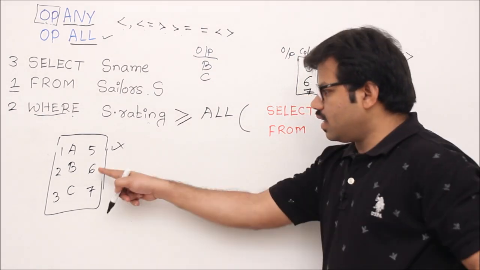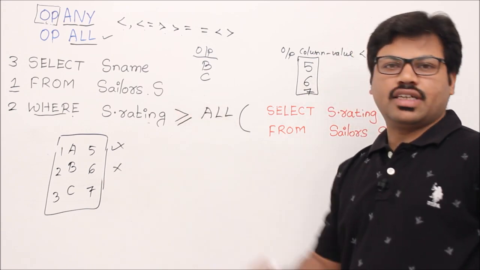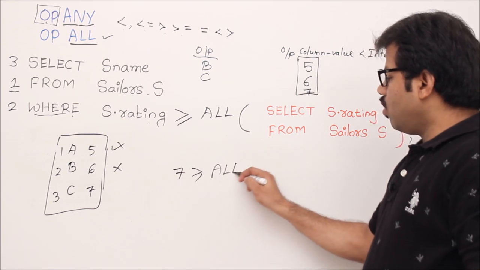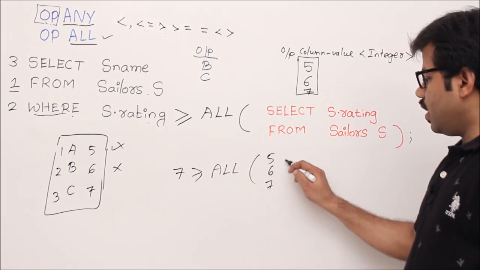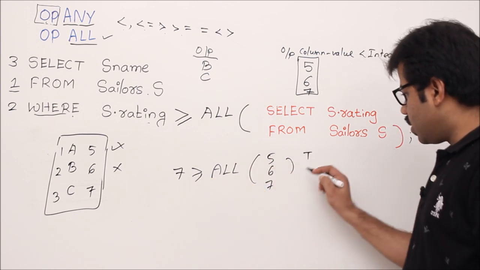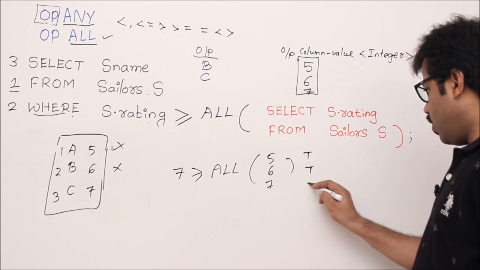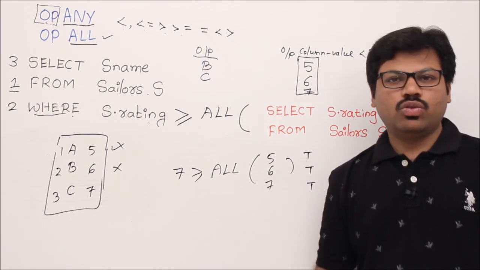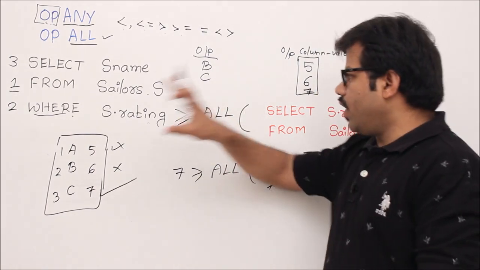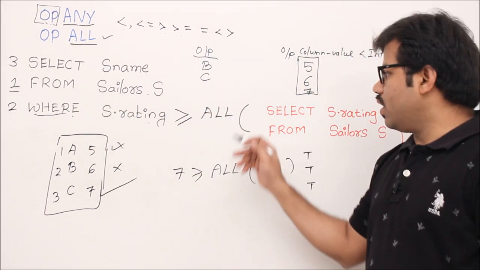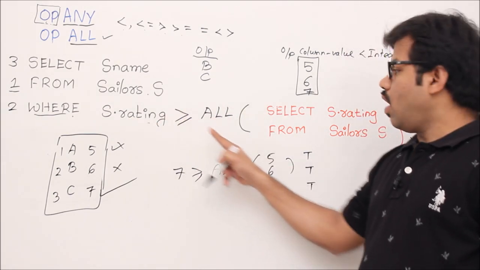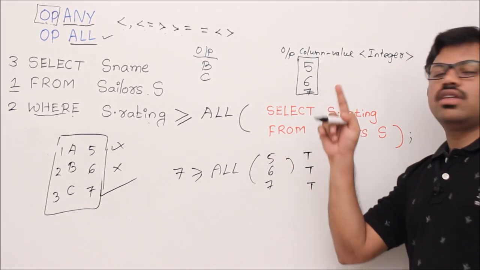Similarly, you understand that 6 also will be rejected. We'll take 7. So 7 greater than or equal to all of 5, 6, 7. Yes, 7 greater than or equal to 5 true. 7 greater than or equal to 6 true. 7 greater than or equal to 7 true. So every time it is true, then this tuple will be selected, because the where condition is evaluated to true whenever there is the all operator. So this S.rating should be greater than or equal to all the tuples of this subquery.